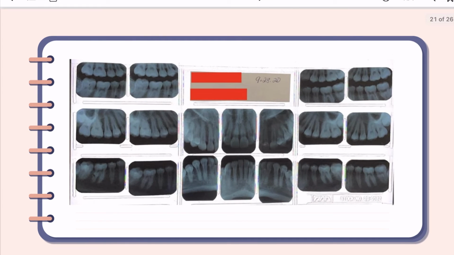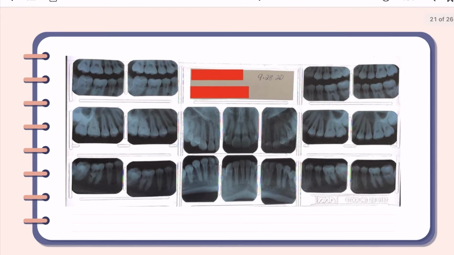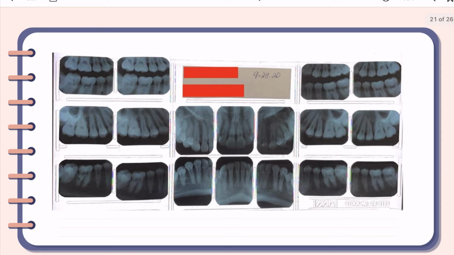And then this is her full mouth x-ray. Nothing was really significant. I did not find anything pathological or any lesions. Just minor horizontal bone loss, but everything appeared within normal limits. So I still classify her as stage 1.